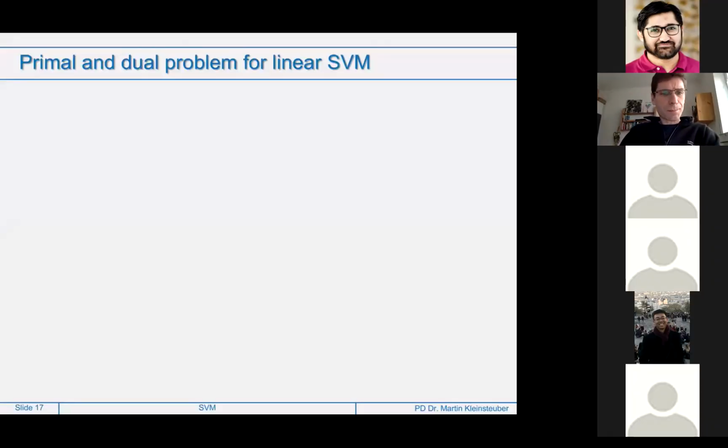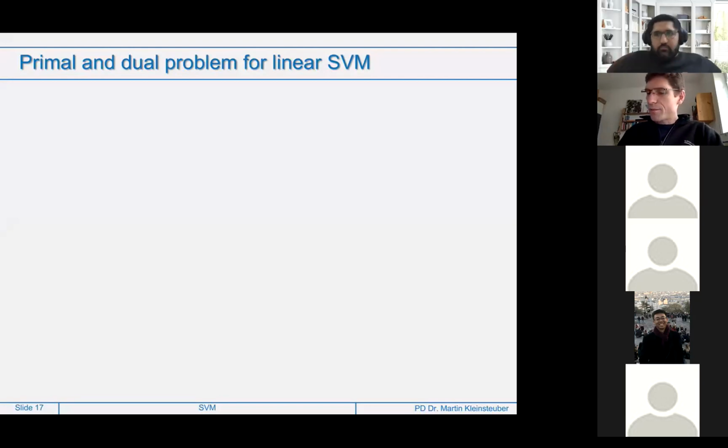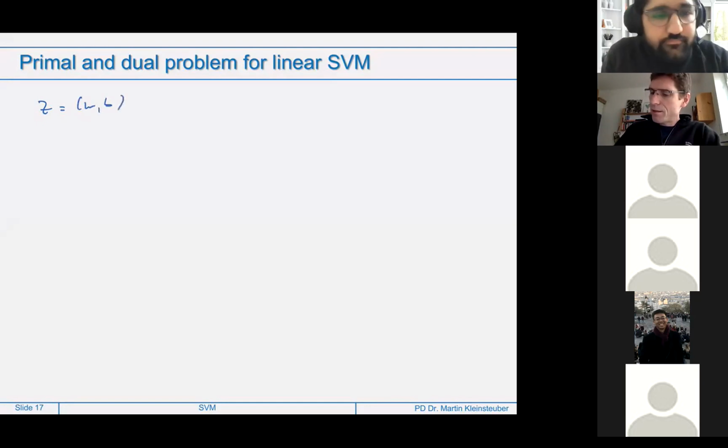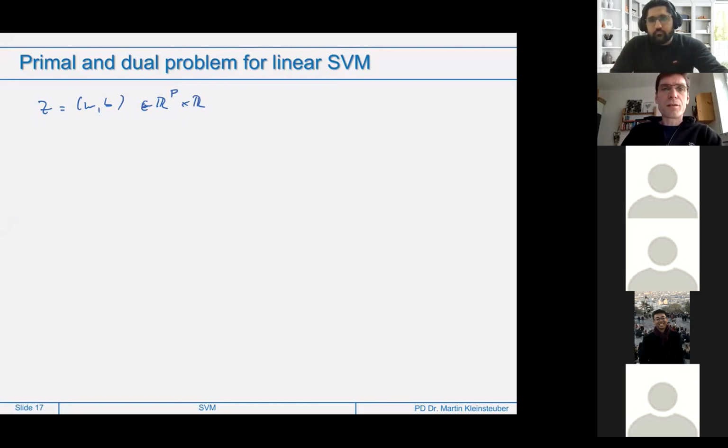Okay, let's see how that looks in practice, and let's look at this problem for the primal and dual. So what is the dual problem? Our unknown parameters z are here w and b, so it's a vector in R^p times R. These are the parameters of our affine decision function, or equivalently the parameters that define our hyperplane.